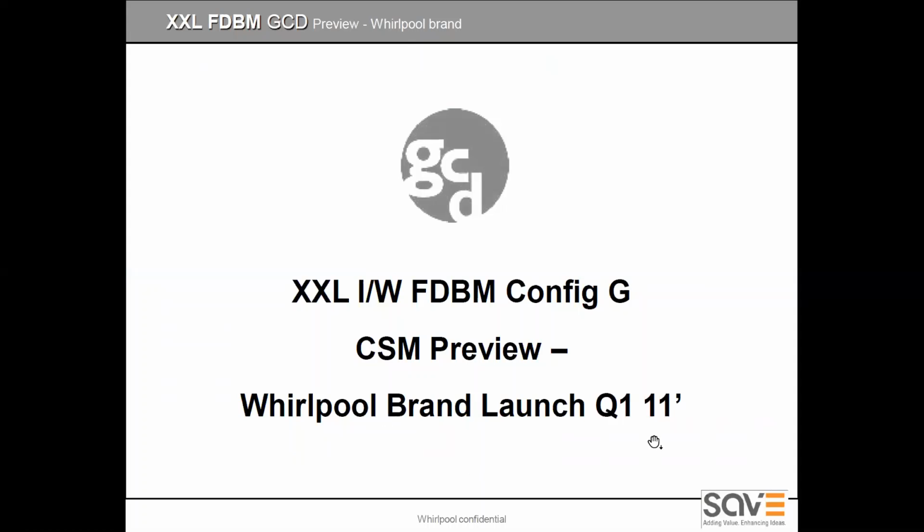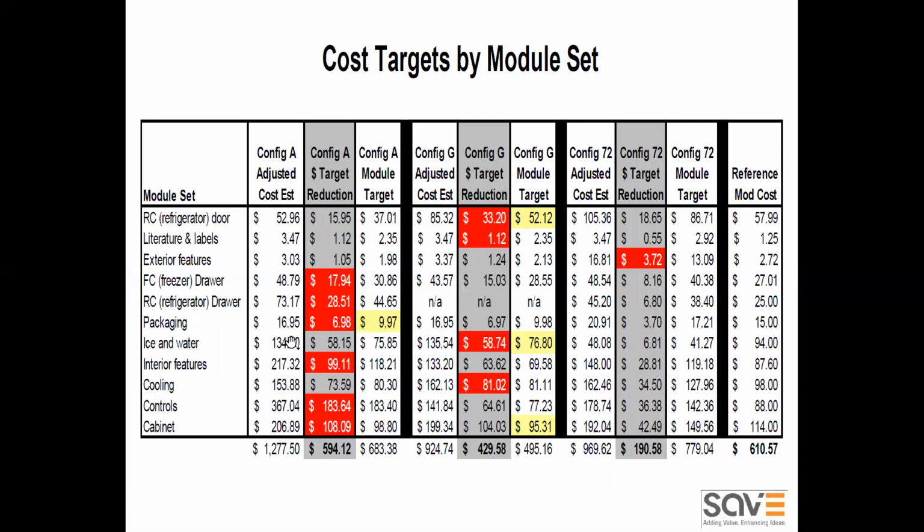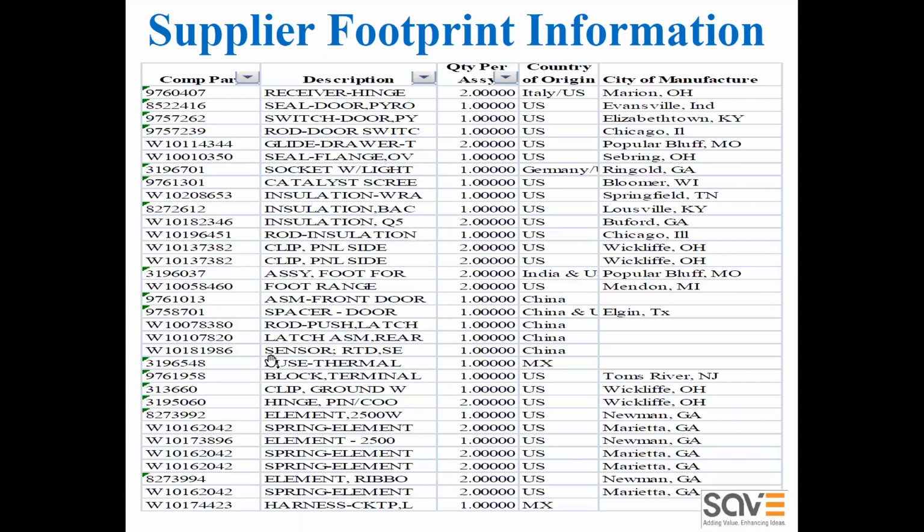This is an example of a Whirlpool company brand where the refrigeration is the product. You have different parts of the refrigeration. You'll have the different costs involved for individual functions or individual parts. You can have the same information with respect to the supplier footprint. You can also select the information of the suppliers who are giving the parts to manufacture the refrigeration.